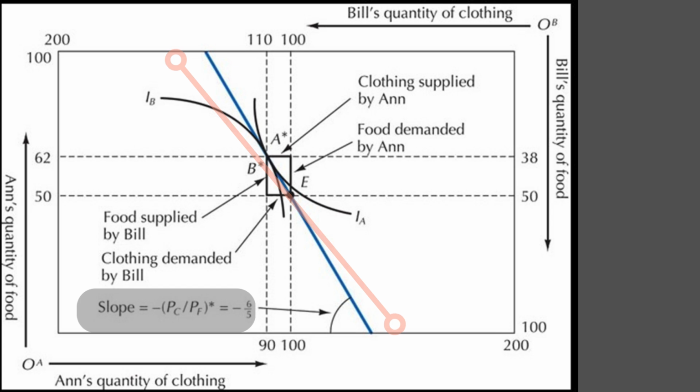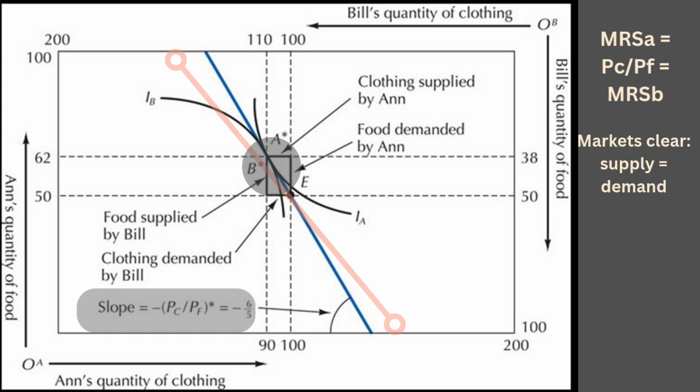At this price ratio, both consumers' optimal choices, where their indifference curves are tangent to the budget line, match exactly what the market can provide. Now we have MRS_A equals P_C/P_F equals MRS_B. Markets clear. Supply equals demand.